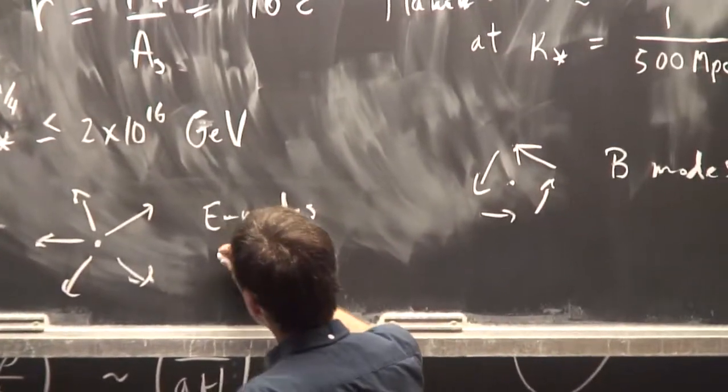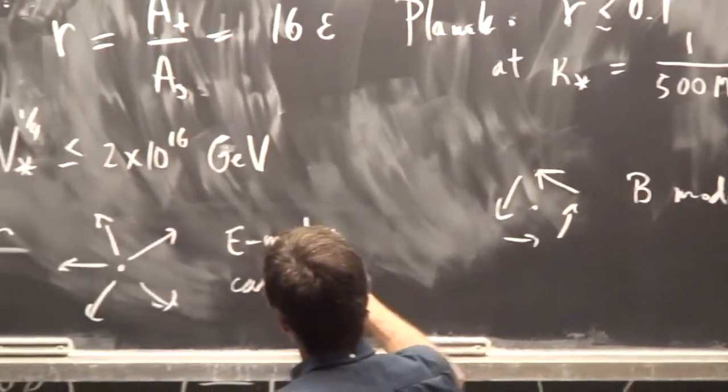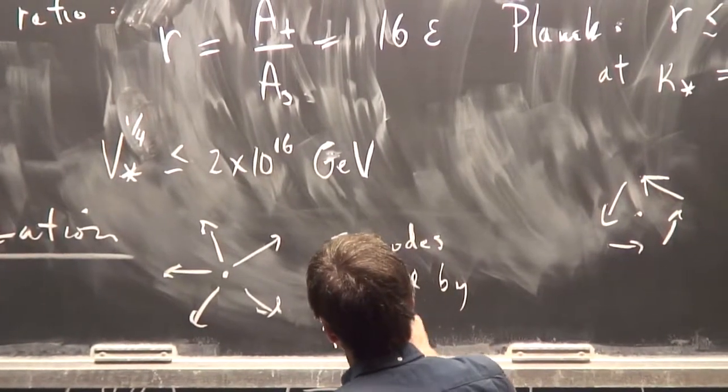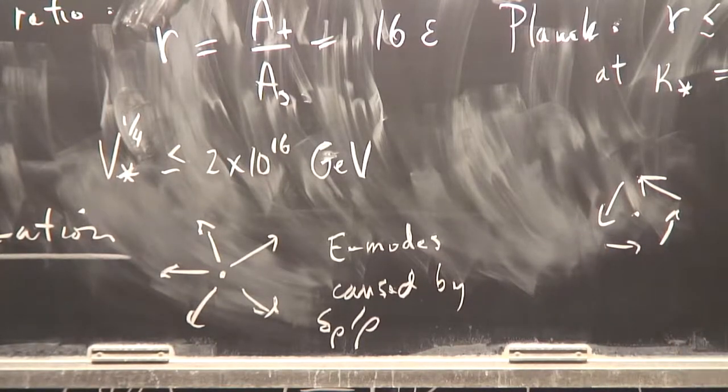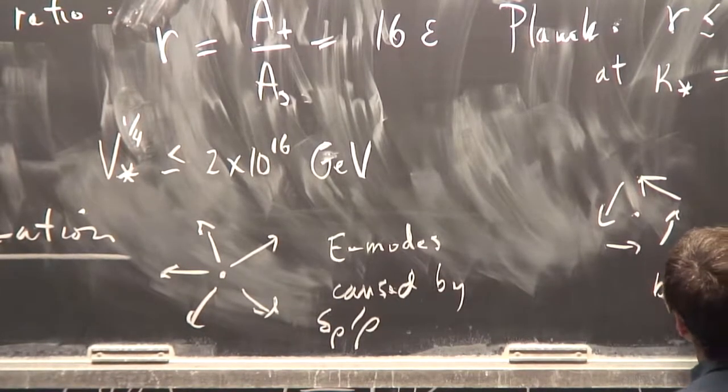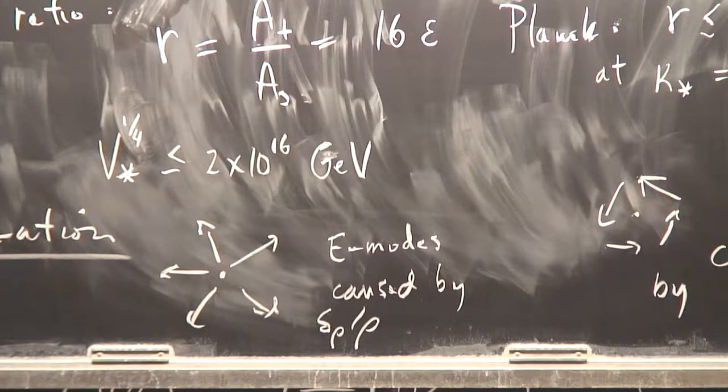And one can understand that the E modes are caused by the fluctuations in the density itself. So these are due to the scalar perturbations. Whereas the B modes are caused by foreground emissions like dust, so that makes it difficult. But in terms of their inflationary contributions, these are only sourced by the tensor, the gravity waves fluctuations.